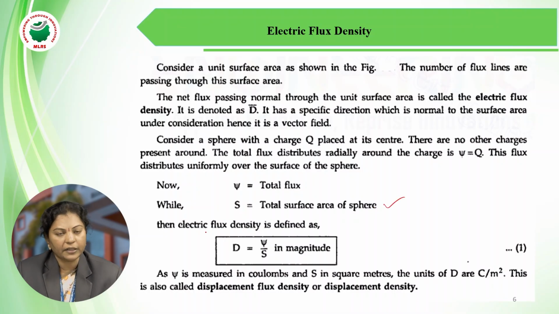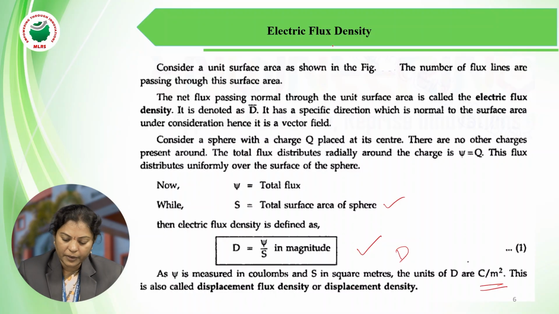For that, electric flux density is defined as flux per unit area, or total flux per total surface area. The unit of this flux density is coulomb per meter square. This is also called displacement flux density or displacement density. That is nothing but the electric flux density.